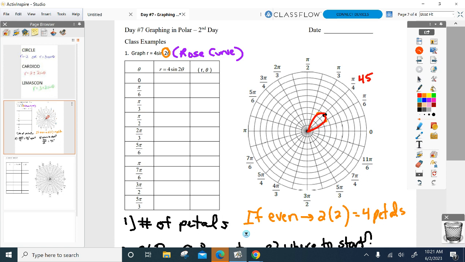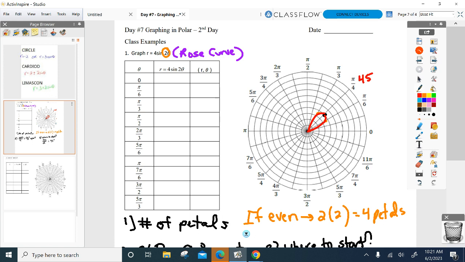It should be at 3 pi over 4. Is that 90 degrees away? Everyone's getting that? Okay. Everything's going to stay the same. How far out should it go? How long is the petal? 4, right? So at 3 pi over 4, I go out to 4 again.